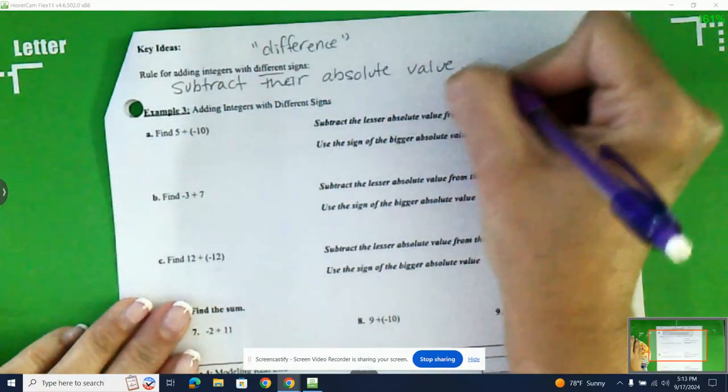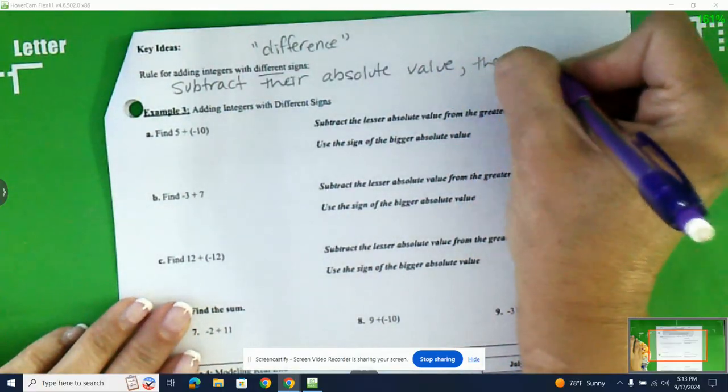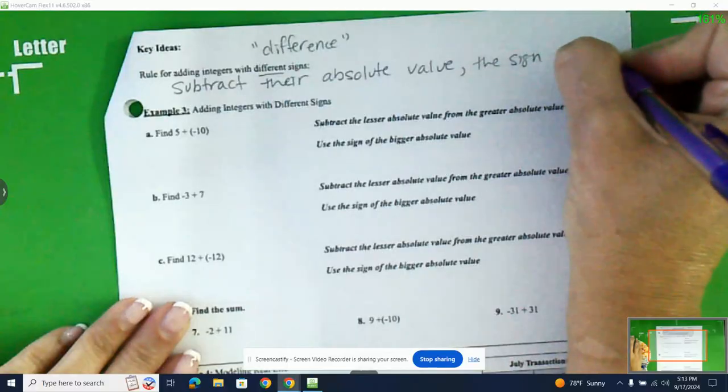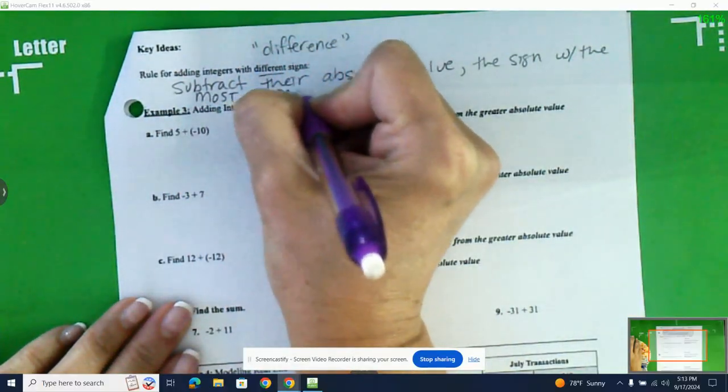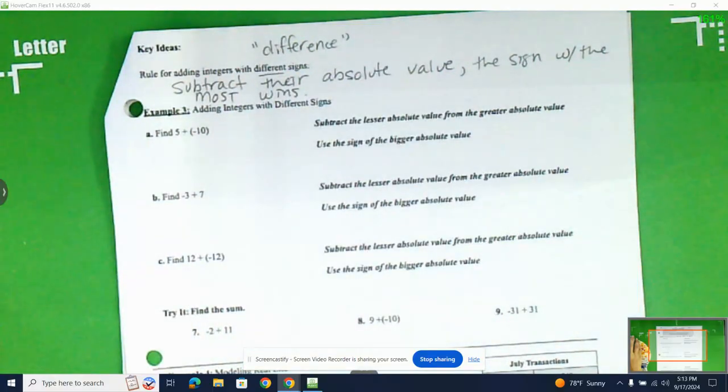And then the sign with the most wins. If you have more positives, your answer will be positive. If you have more negatives, your answer will be negative. Let's take a look at example number 3, adding with different signs, part A.